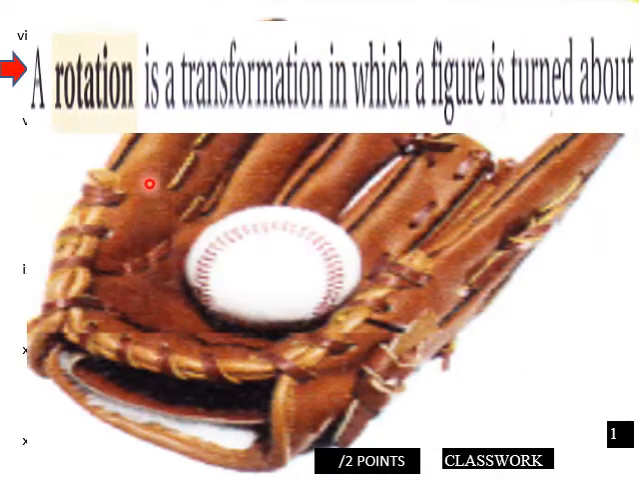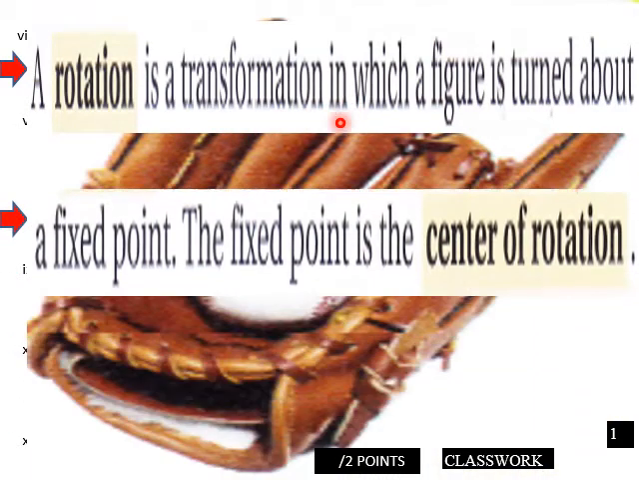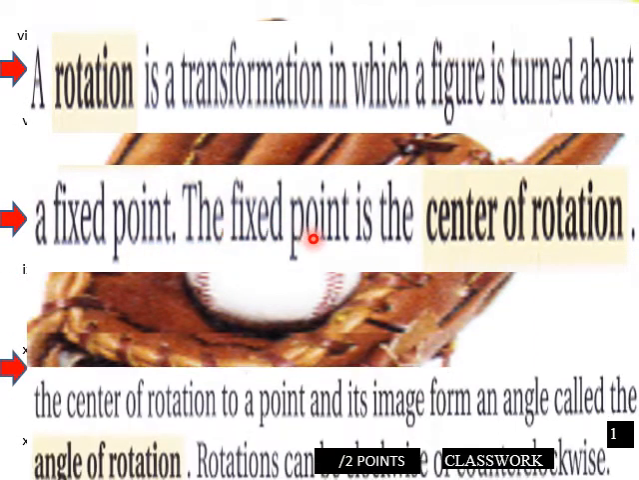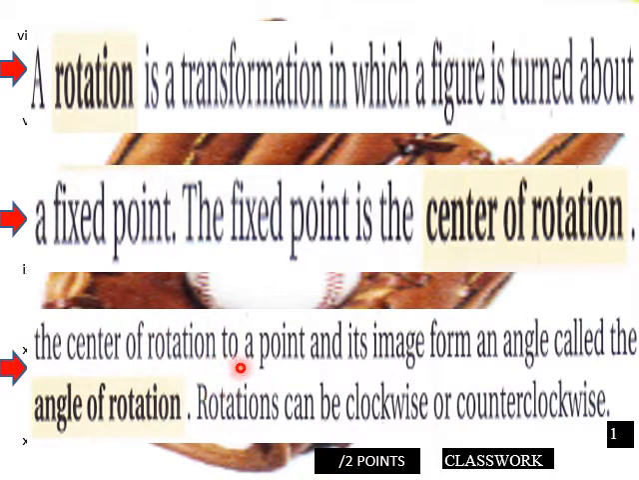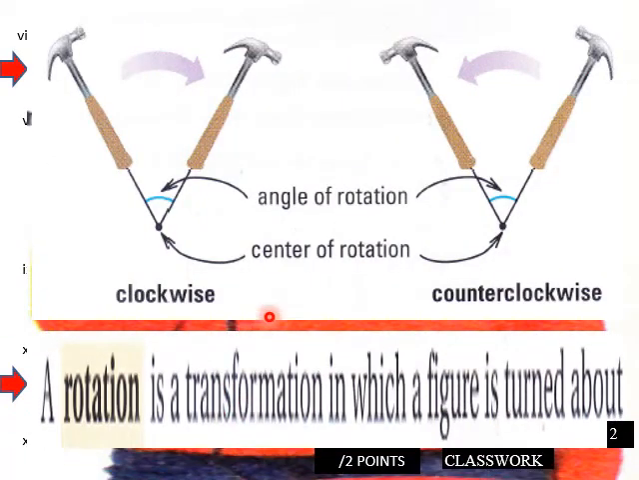Okay, into our lesson. A rotation is a transformation in which a figure is turned about a fixed point. The fixed point is the center of rotation. The center of rotation to a point and its image form an angle called the angle of rotation. Rotations can be clockwise or counterclockwise. Clockwise is where the angle of rotation goes in a clockwise fashion, as you can imagine. And then counterclockwise would be going in the opposite direction of how a clock goes.